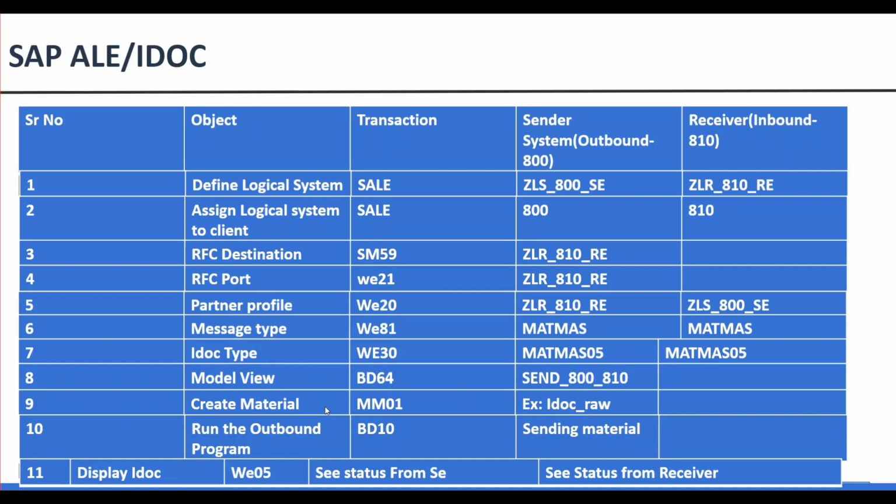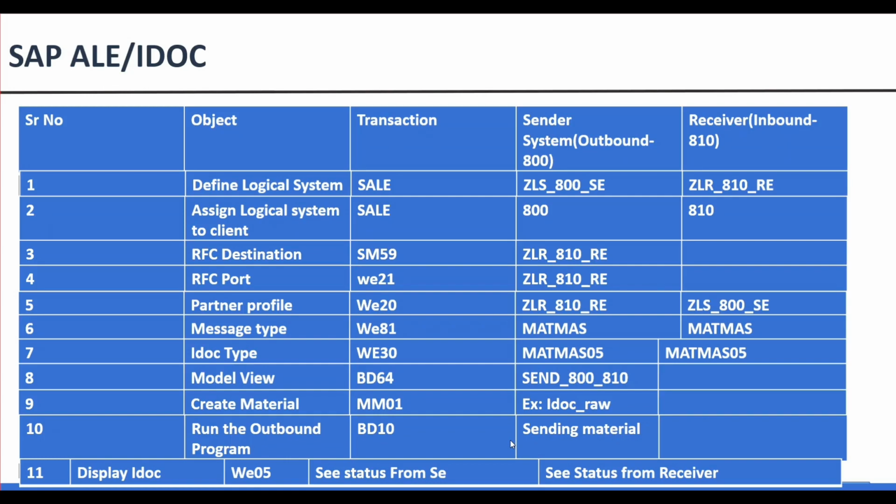Then I am going to create a material in the sender system. This is my material number name, IDOC underscore. This data I am going to send from sender to receiver. SAP has also given an outbound program, whose transaction code is BD10. You enter the material that was created and execute that program. Once you execute that program, based on the material it will be created.